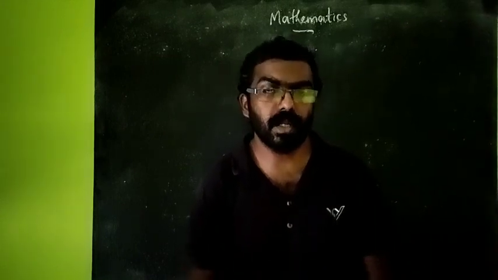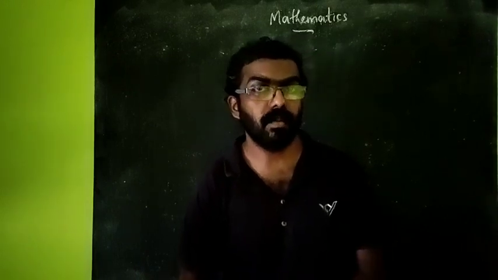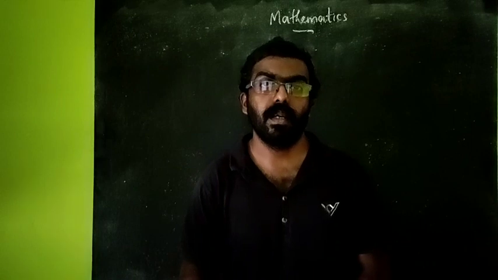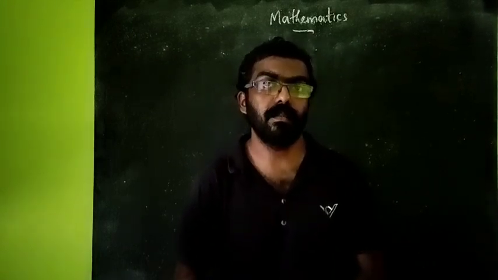Today we shall discuss a new chapter, complex numbers and quadratic equations. We all know the quadratic equation, and the standard form of a quadratic equation is ax square plus bx plus c equal to 0. And last year we discussed how to solve a quadratic equation.